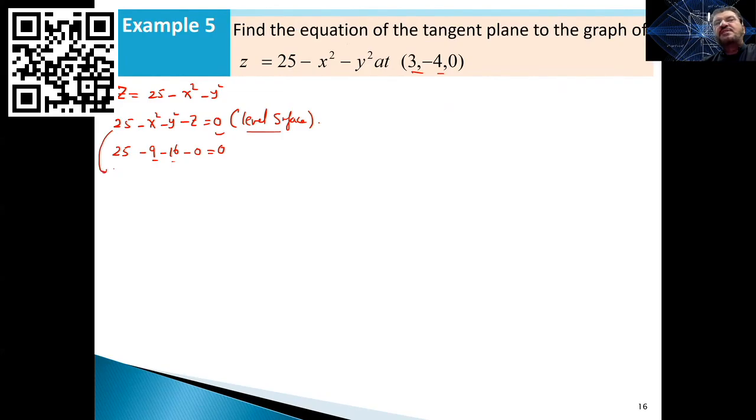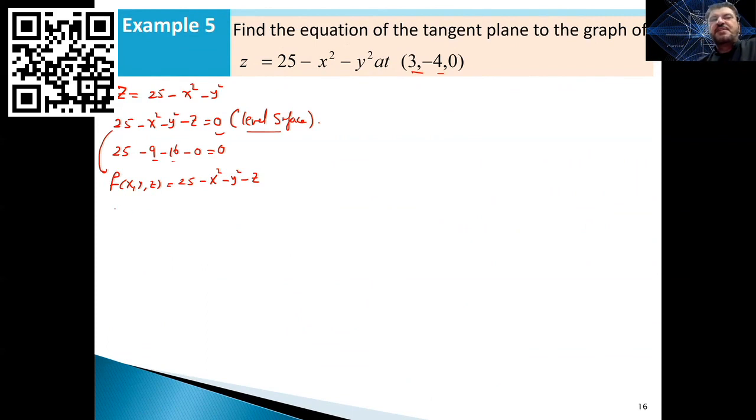So from our level surface, we know that f of x, y, and z in this case is what? It's 25 minus x squared minus y squared minus z. This is a function of three variables. Now we are talking about what? A function in three-dimensional space.